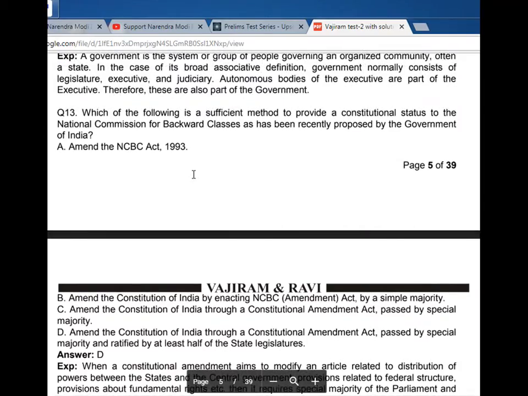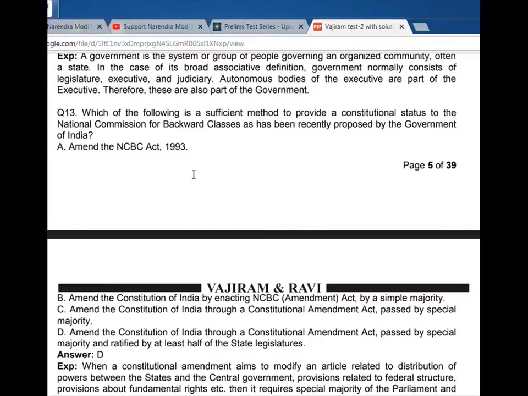Which of the following is a sufficient method to provide a constitutional status to the National Commission for Backward Classes, as has been recently proposed by the Government of India? It is amendment of the Constitution of India through a Constitutional Amendment Act passed by a special majority and ratified by at least half of the state legislatures.